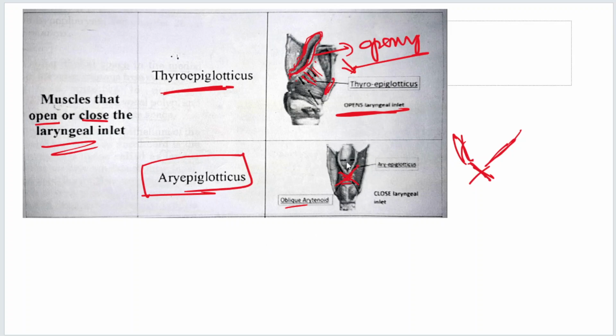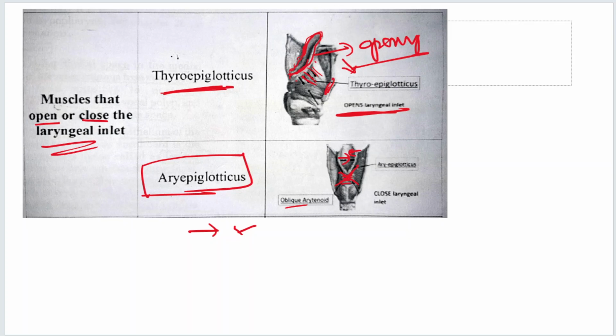So when they contract, you see the arrows they are showing together. When the ara-epiglotticus contracts, the two laminae, the two parts of this epiglottis, come closer together, causing closing of the laryngeal inlet. Okay, so these are the intrinsic muscles of the larynx.